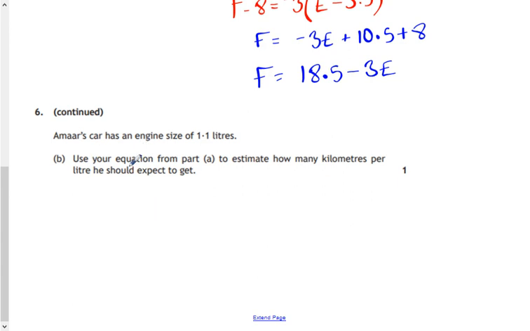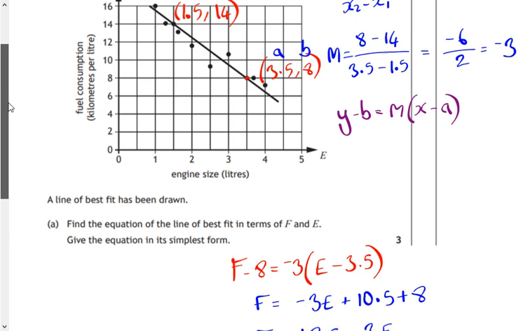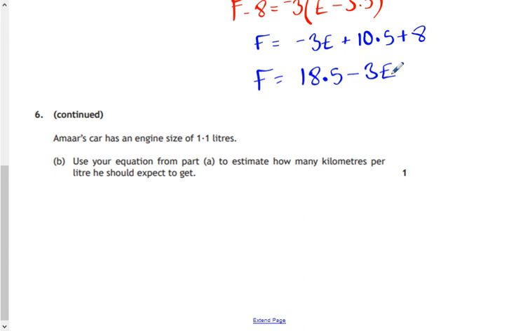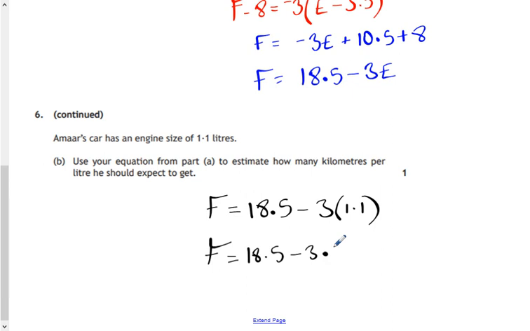A Mars car has an engine size of 1.1 liters. Use your equation from A to estimate how many kilometers per liter he should expect to get. So remembering the fuel consumption, kilometers per liter is F. We've been told his engine size, so that's the E. So what we get then is that F is equal to 18.5 minus 3 times 1.1. So his kilometers per liter is going to be 18.5 minus 3.3, which gives us a delightful 15.2 kilometers per liter.